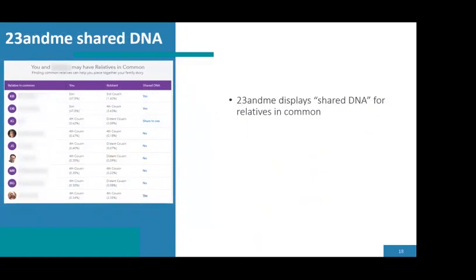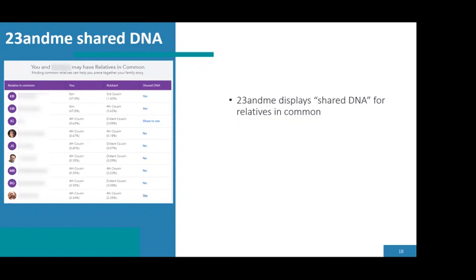In addition to the shared centimorgan data between shared matches, so how much DNA a shared match is sharing with the other shared matches, 23andMe also provides the label shared DNA for your shared matches, or as 23andMe calls them, relatives in common.